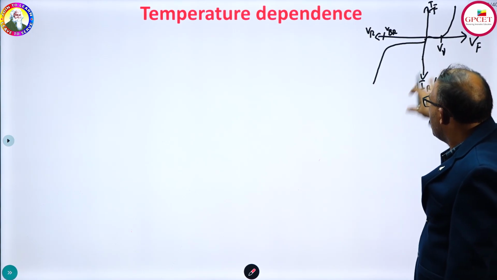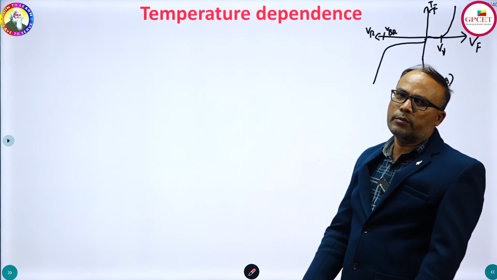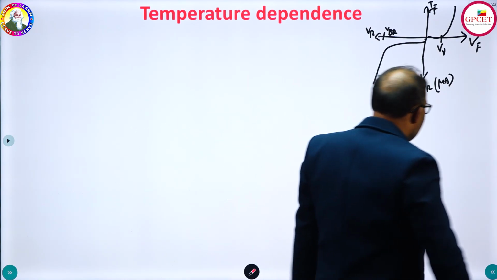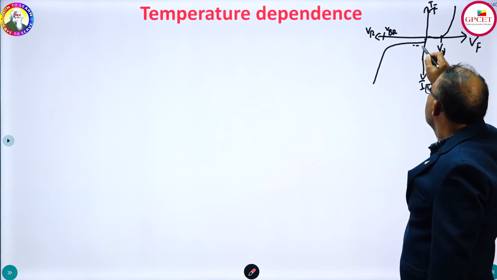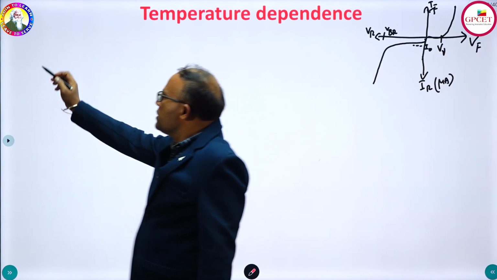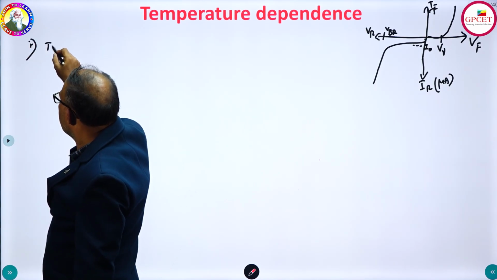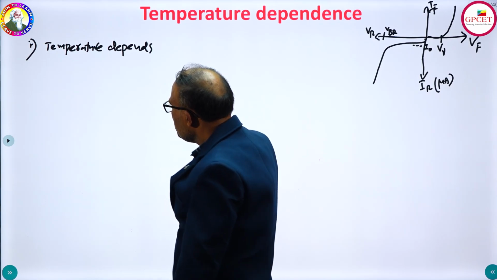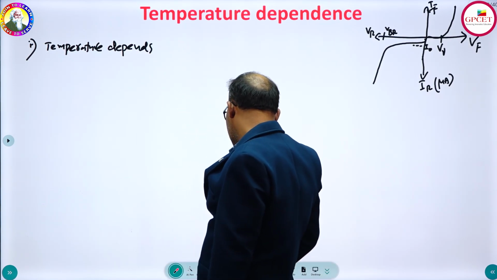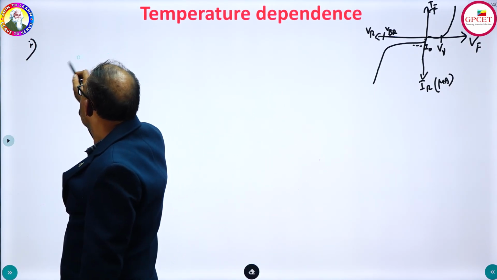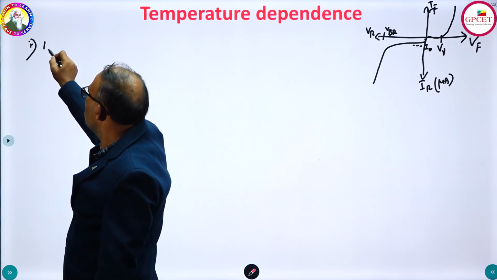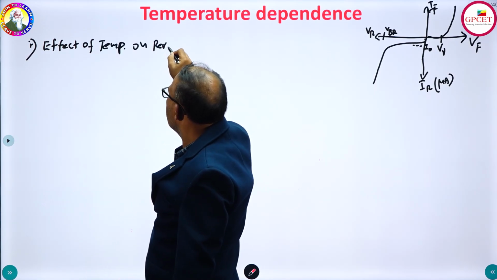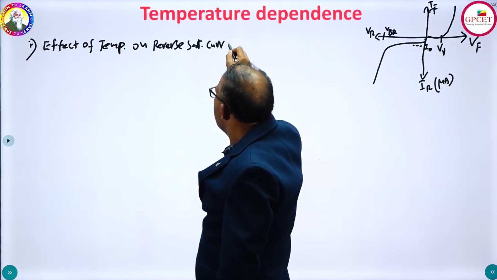Now these characteristics depend on temperature. How do these characteristics depend on temperature? In these characteristics, the temperature will affect the reverse saturation current I naught. So in the diode characteristics, the reverse saturation current depends on temperature, and we need to learn about the effect of temperature on the reverse saturation current I naught.